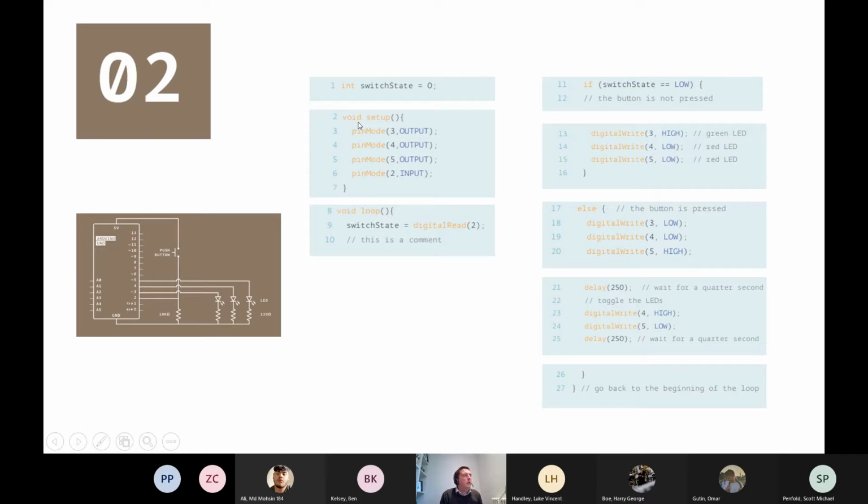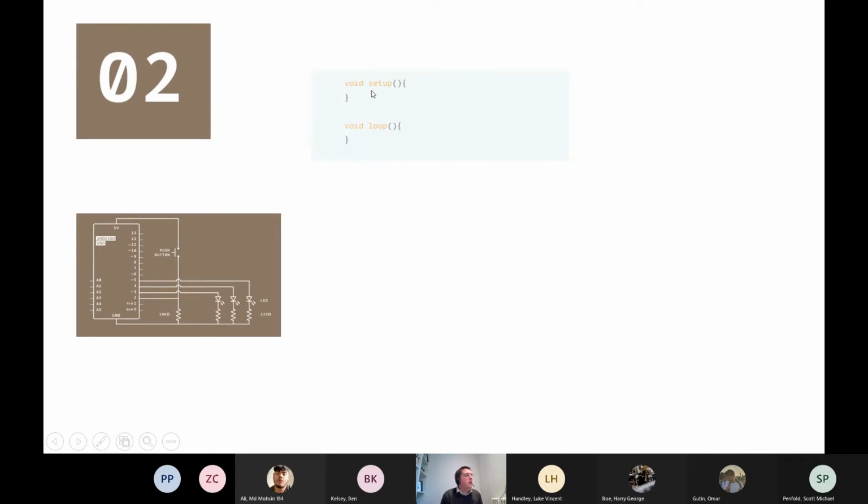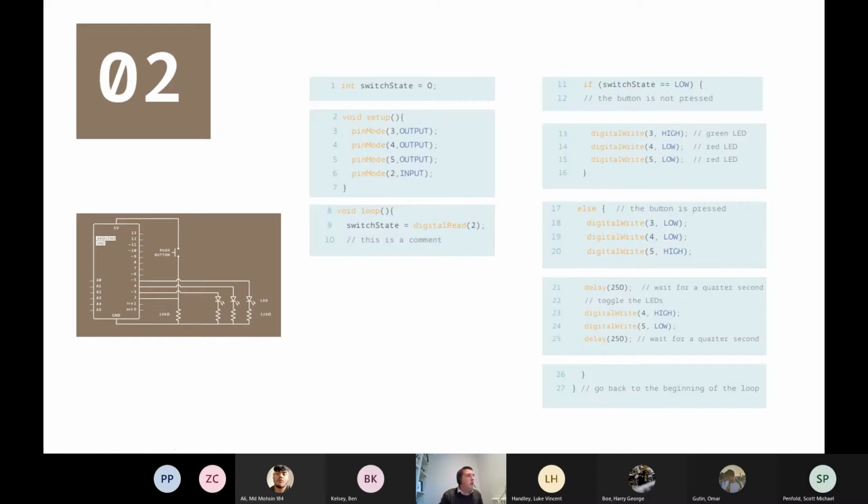What I want to look at is lines 2 to 7 here are the setup. So there was this void setup and then some curly brackets. Well, now we've put something into the curly brackets in lines 3 to 6. And what we're doing is defining whether different pins are an output or an input, whether we want that thing to be a sensor or an actuator. And so 3, 4, and 5, which connect to the LEDs, are outputs. Those are our actuators. And pin 2, which connects to the switch, is an input.